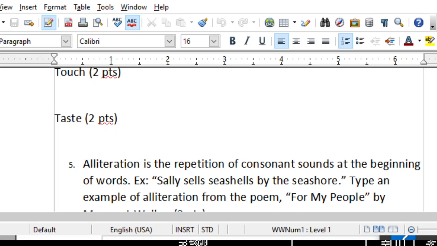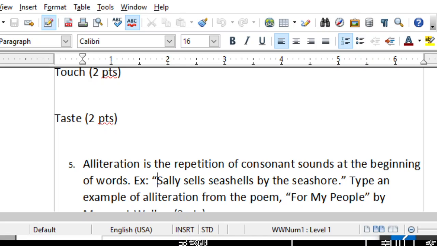All right, number 5, alliteration. Alliteration is the repetition of consonant sounds at the beginning of words. Here's an example. Sally sells seashells by the seashore. A tongue twister is just an example of alliteration. If you notice in this example, the consonant sound S is repeated at the beginning of every word. Sally sells seashells by the seashore.